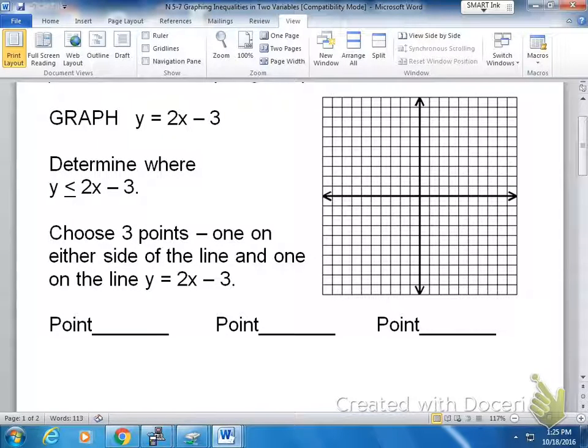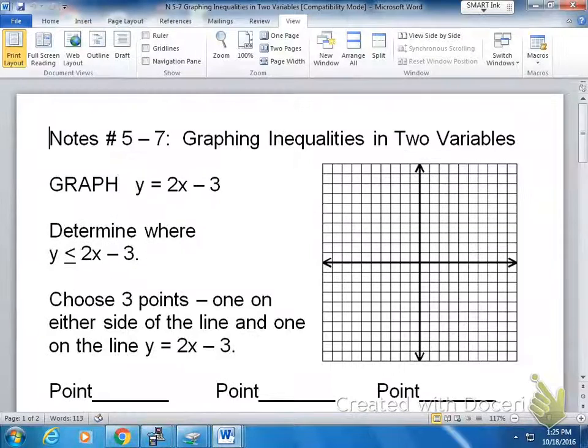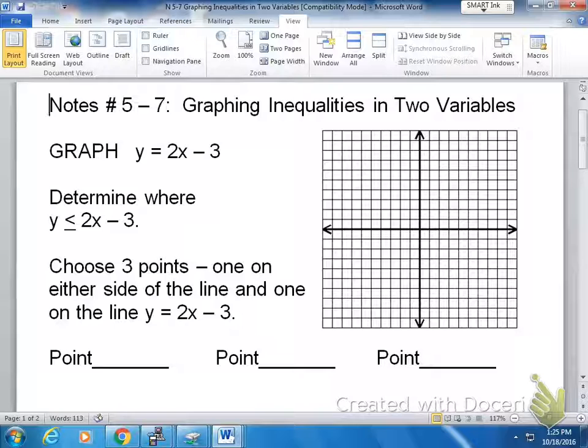All right, guys, so this is the last section of Chapter 5, Notes 5.7. I think I got it on the screen here. Graphing inequalities in two variables. Now, we've graphed inequalities before on number lines. This is kind of similar, but mainly it's just graphing exactly how we've been graphing, okay?